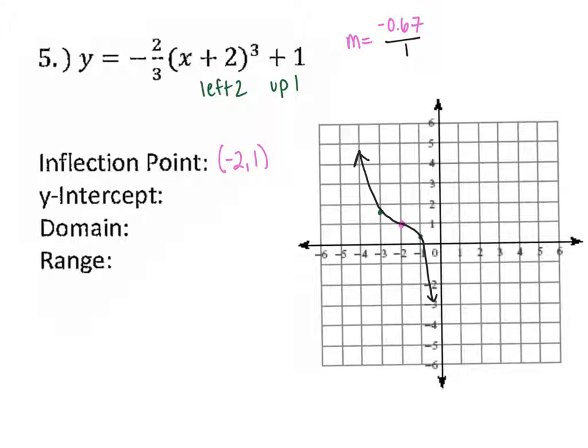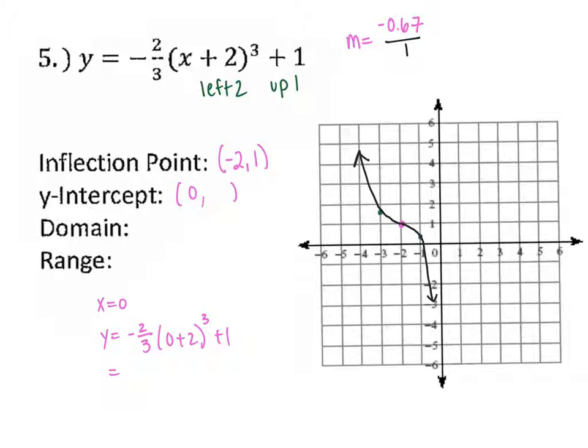All right, so I got my graph because I have my 3 points. And now I'm going to find my y-intercept. So remember, y-intercept, your x value is always 0, so x equals 0. I'm going to plug in my 0 for x in this equation. So setting that up, that's going to look like -2/3 times (0 plus 2) cubed plus 1.